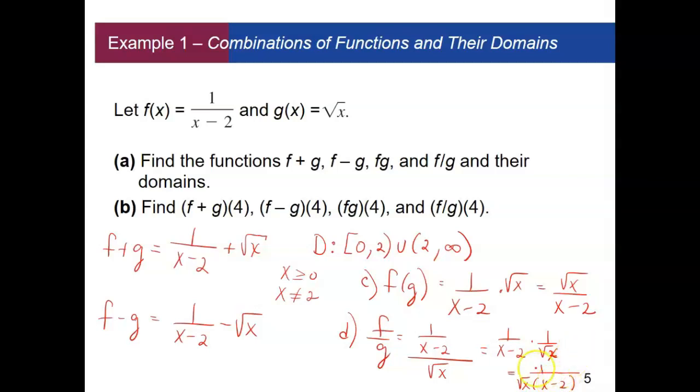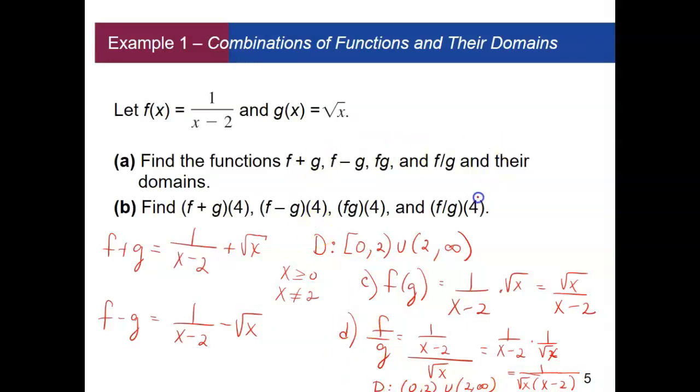So as far as the domain on this one goes, it's going to be all the same things that we had here, except we can't let x be 0, because if I let x be 0, I'm going to have a division by 0. So my domain for this one is going to be from 0 to 2, and I'm going to union that with 2 to infinity, but I need a parenthesis on this 0 instead of a bracket.